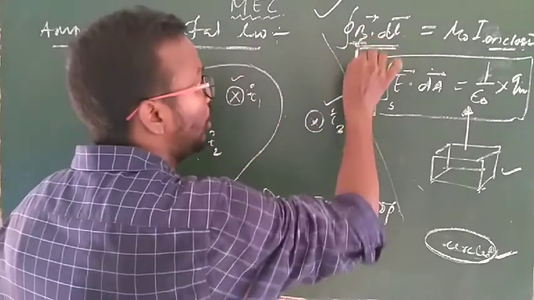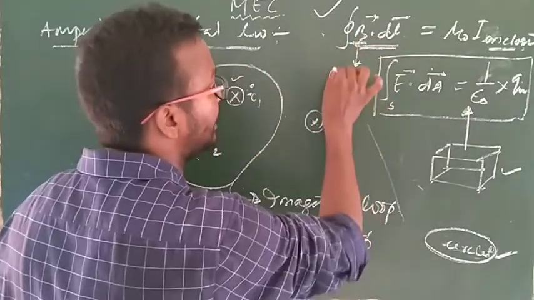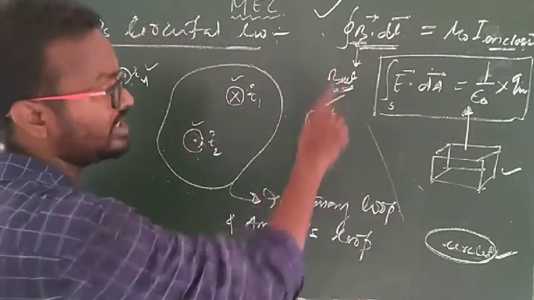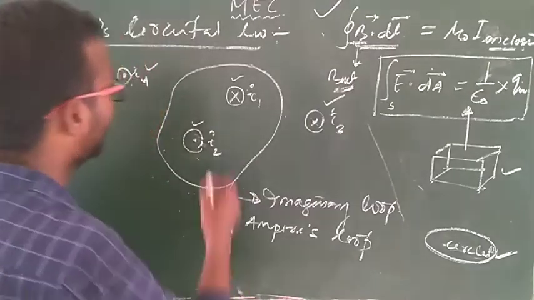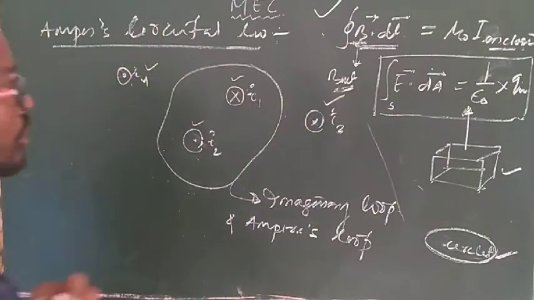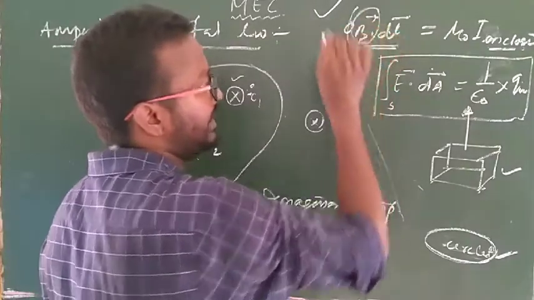This B is known as B net. Clear? This B is known as B net, that means due to the total current flowing through the conductor. Clear? So we can write this is B net.